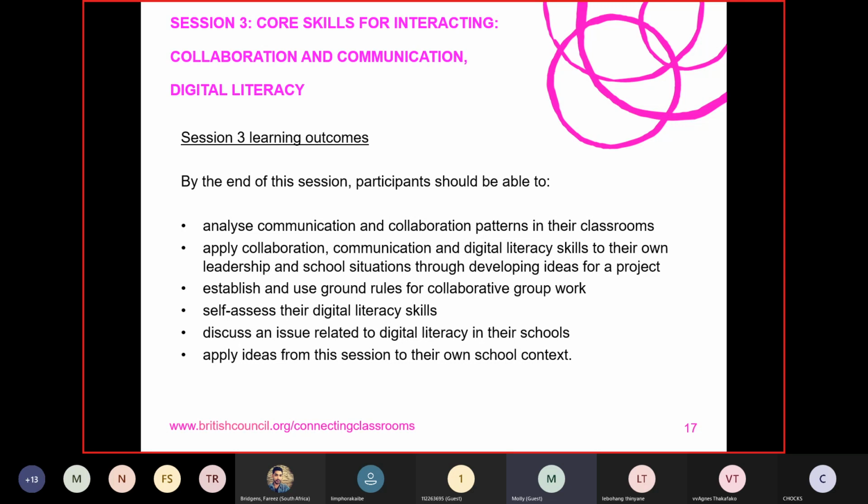What are your expectations? So what do we expect from this session, session 3, on core skills for interacting? What is your expectation? What do you want to take away from today? What do you want to know more about? I just want to hear from 1 or 2 people maybe. Now that Leslie has read out the outcomes, what is it you want to take away from today? Anybody?